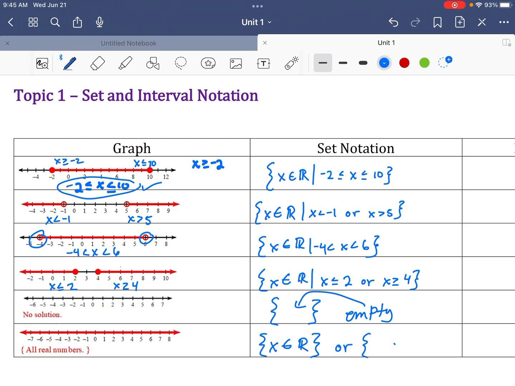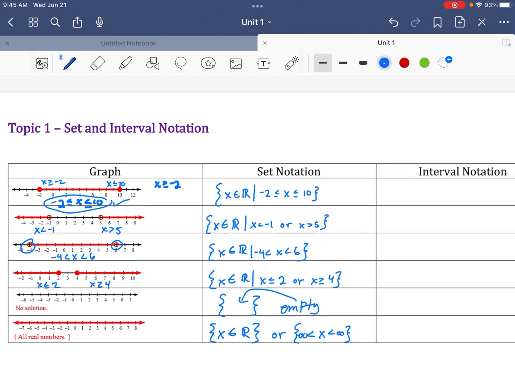You could see x is between -infinity and infinity. You could see it written like that. Just different ways. You never put an equal bar with infinity symbols because you can't ever actually reach infinity. You never reach it. It just keeps going. Now for intervals.